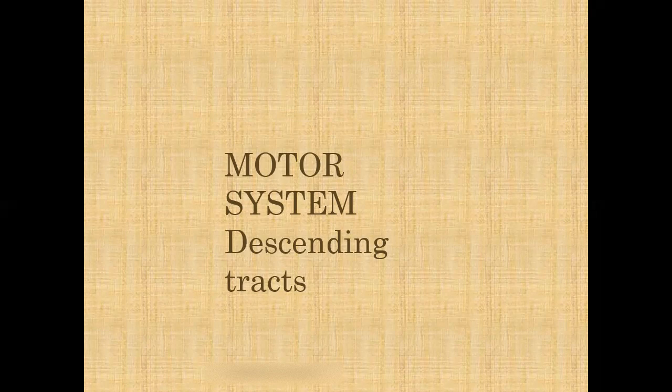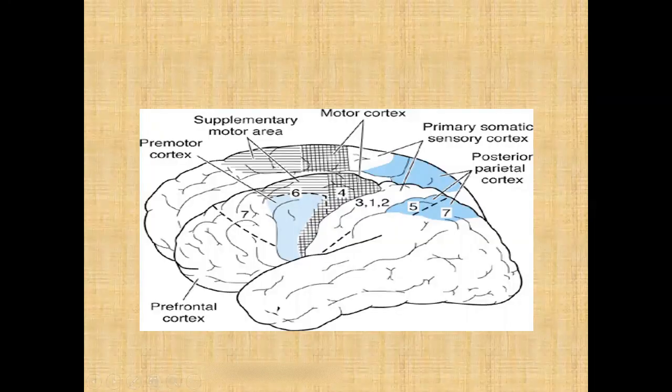Now, when the tract descends, here we can see in the brain that there is an area called the motor cortex. Adjoining to it is the supplementary motor cortex, and adjoining to it is the premotor cortex. Now, these areas are largely responsible for the translation of the messages of the motor cortex and bringing them downwards via the descending tracts.